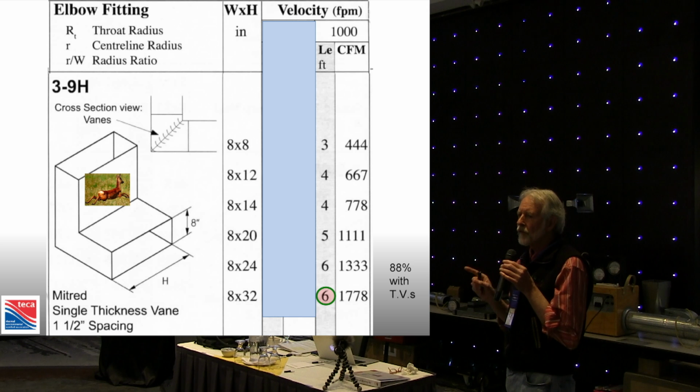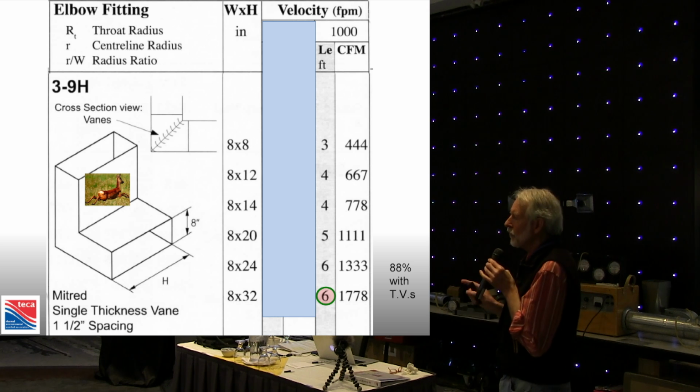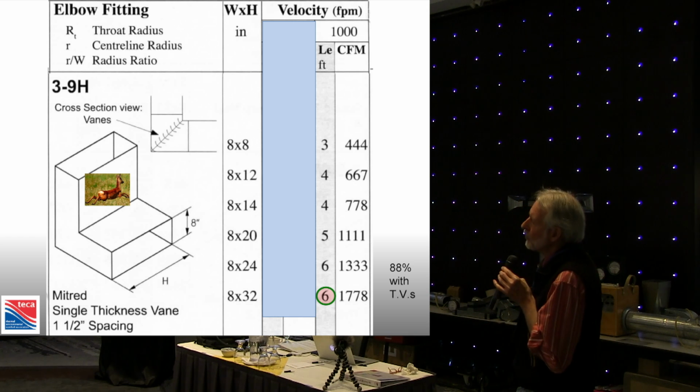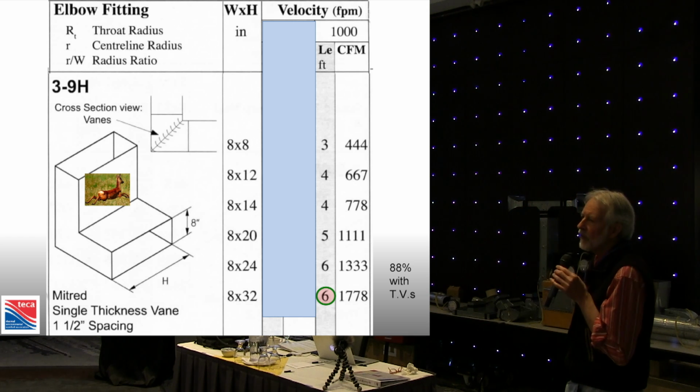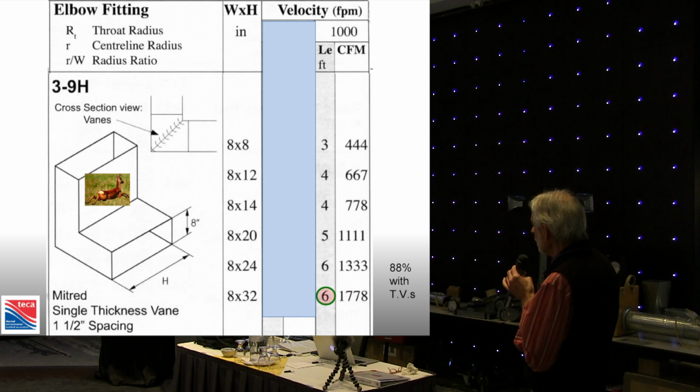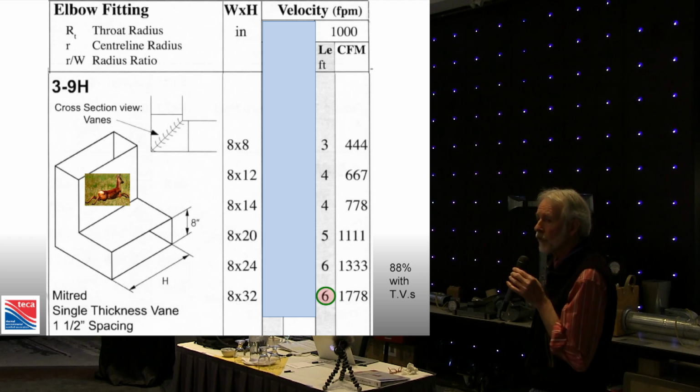But it's actually far, far, far more subtle than that, because by doing that you're now putting the air uniformly across the face of the filter, which would not have occurred had those turning vanes not been there. So the pressure drop through the filter is about 1/3. The pressure drop through the fitting is about 88% less with the turning vanes than it was pre-existing.